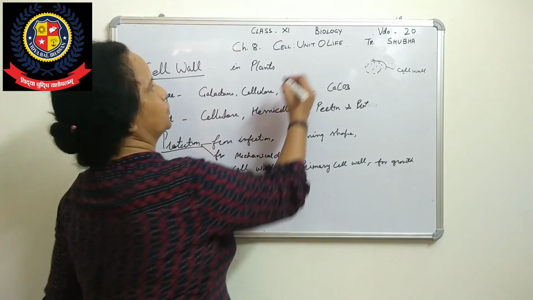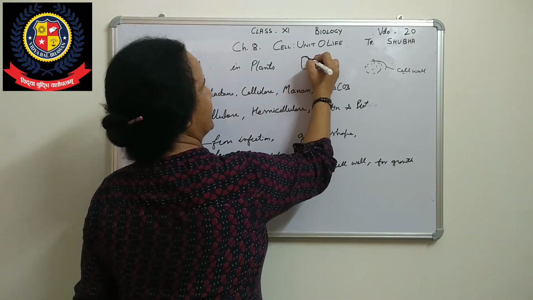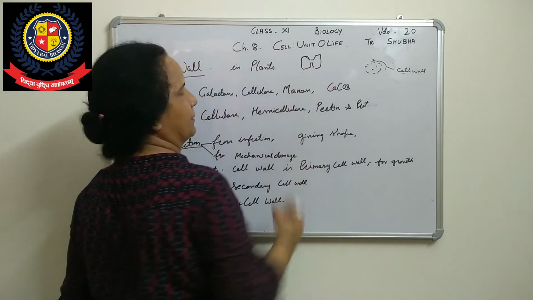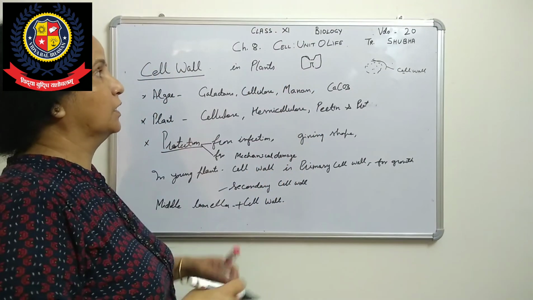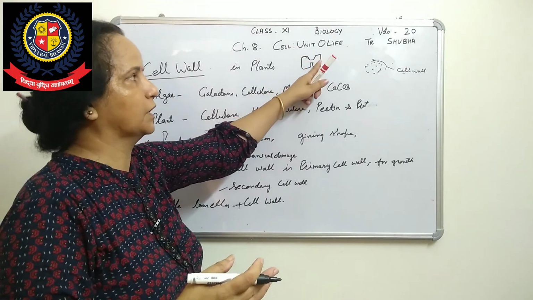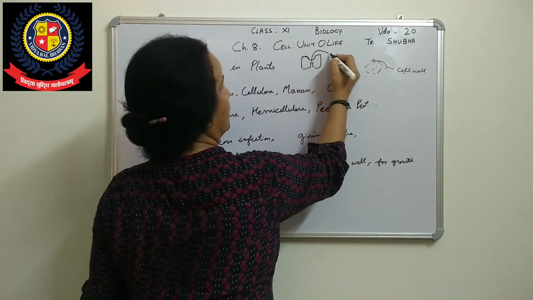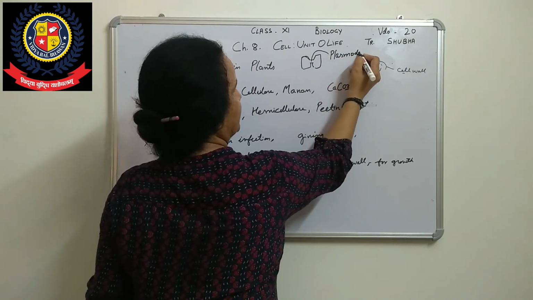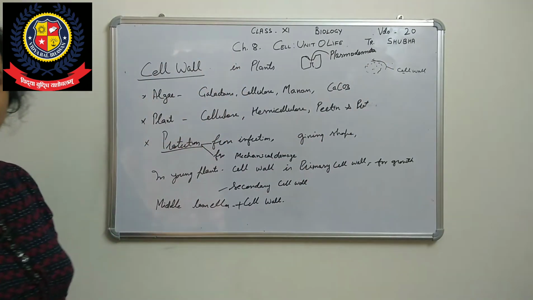So we see that when two cells are arranged together, attached together, then there is a gap between them. This cell wall has a gap. This gap is for communication, so the molecules can move from here to there. What is this gap called? Plasmodesmata. This gap is called plasmodesmata.